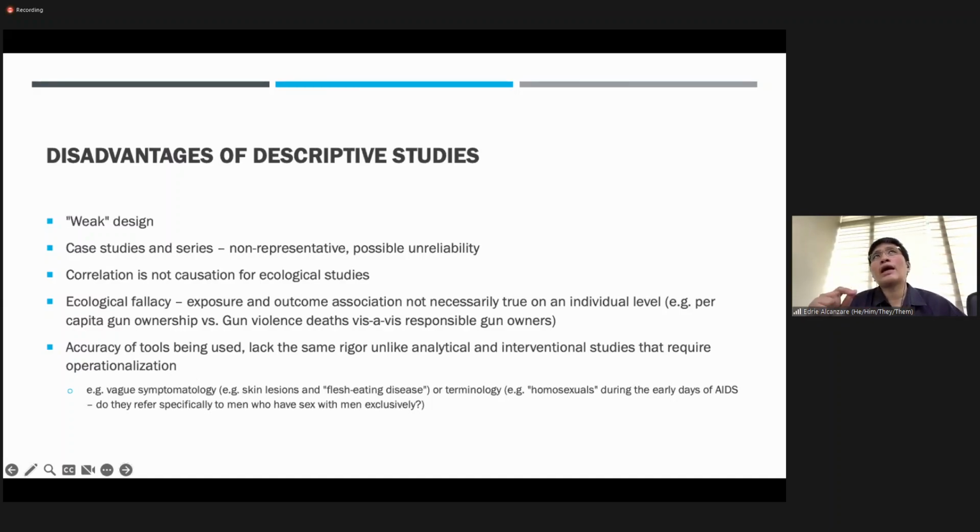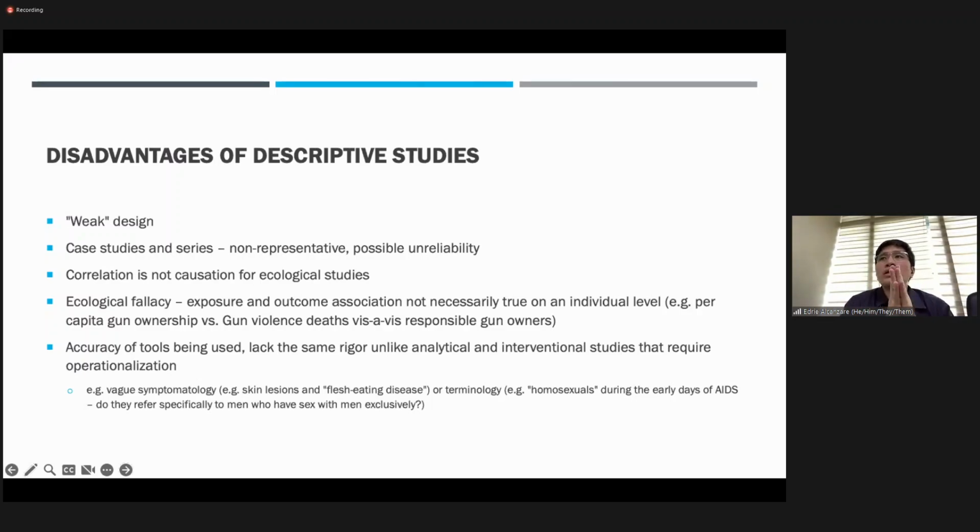Or if we take another route, you consider countries such as Switzerland or Israel, there's actually a high per capita gun ownership because of mandatory military service, where they actually allow their citizens to keep their service weapons. So there's a high domestic gun ownership, and there is a low number of gun violence deaths. Okay, so the ecological fallacy vis-a-vis our responsible gun owners.